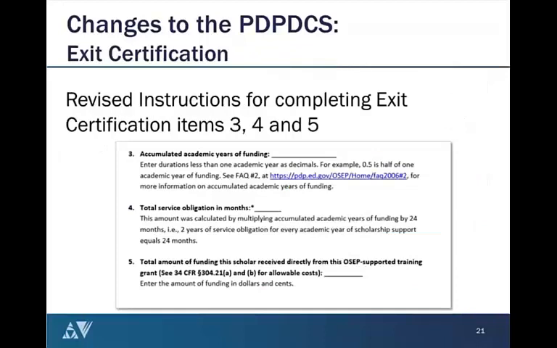Now, changes that were made to the exit certification. We have provided updated instructions to items 3, 4, and 5 to clearly define the information required. In item 3, it defines the accumulated academic years and how to define durations less than 1 academic year. In item 4, it defines the calculation required to determine the total service obligation of the scholar. And finally, in item 5, it clarifies the total amount of funding for the scholar and the regulation citation to define the allowable costs.